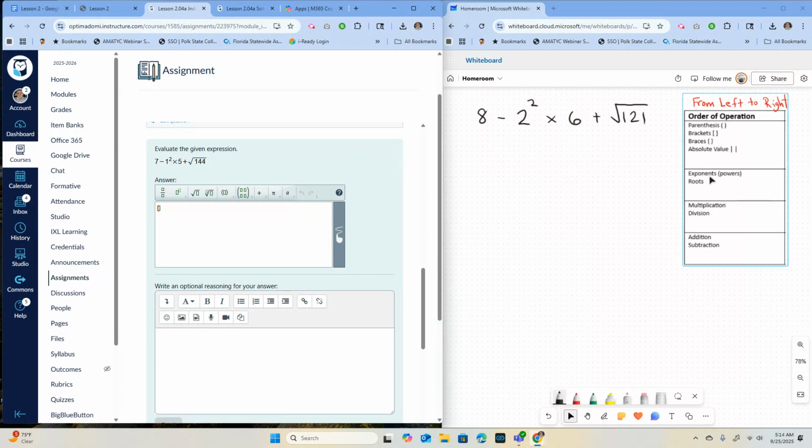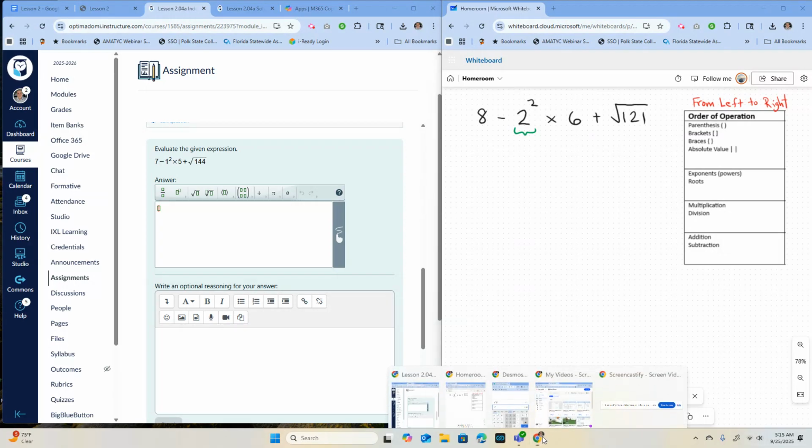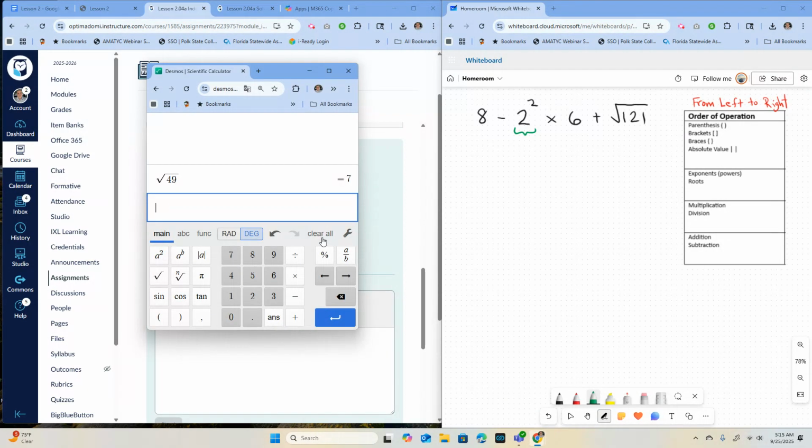Do I have any exponents or roots? Yes. So when you do this from left to right, you can see that you have an exponent first. Using the calculator, which you can use if you want, I'm going to do 2 to the power of 2. You can see I got 4. So this here is 4.